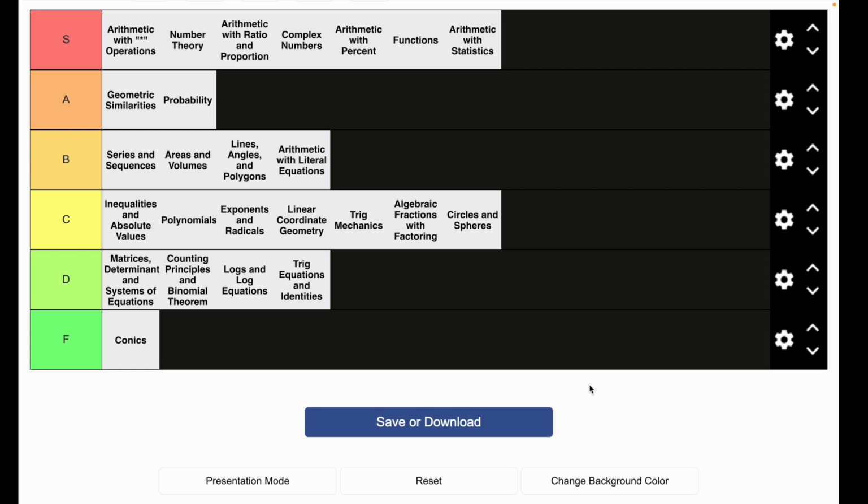And then there are others in different areas. I filled at least one in every category. I saved the F tier specifically for conics because that's how bad conics is. It is exponentially worse than any of the D tiers. But you see, there's a lot of stuff up top. The S, A, and B tiers really aren't that bad.